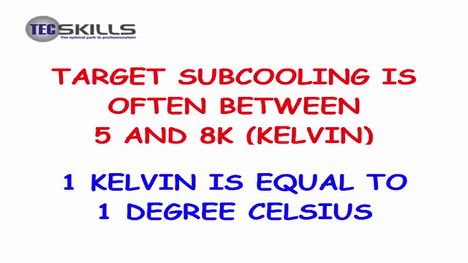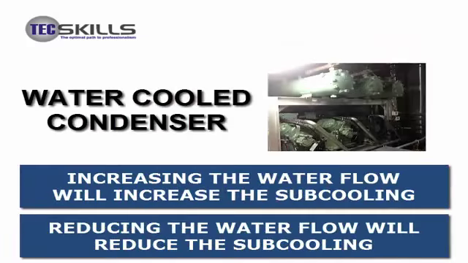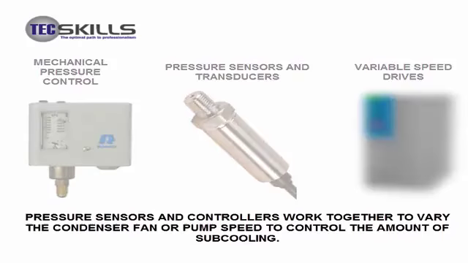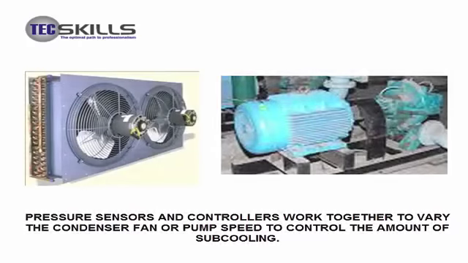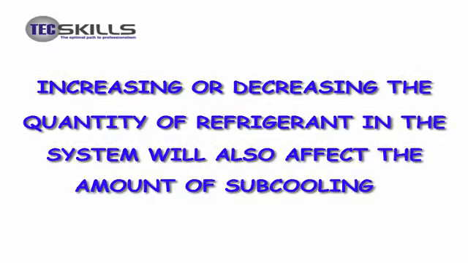The main ways to alter the subcooling in a system is to vary the airflow on an air-cooled condenser or water flow on a water-cooled condenser. The flow of air or water across the condenser is often controlled by a controller that reads the high side pressure. This pressure control is set to cycle or vary the speed of the condenser fan or condenser pump to manage the amount of subcooling. Increasing or decreasing the quantity of refrigerant in the system will also affect the amount of subcooling.